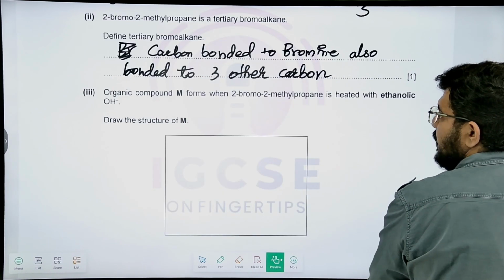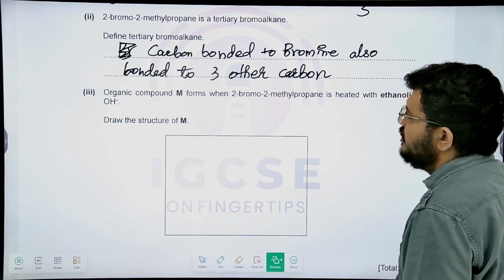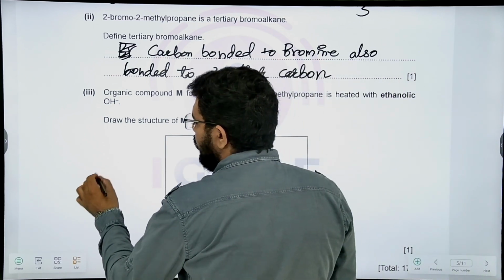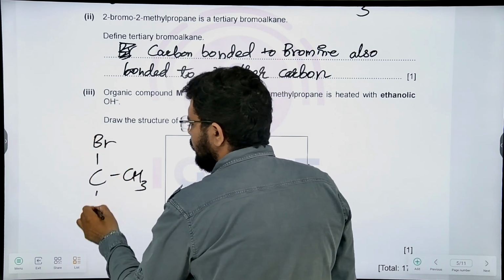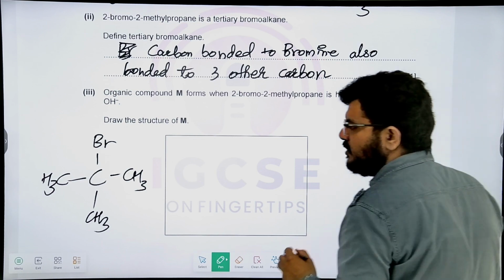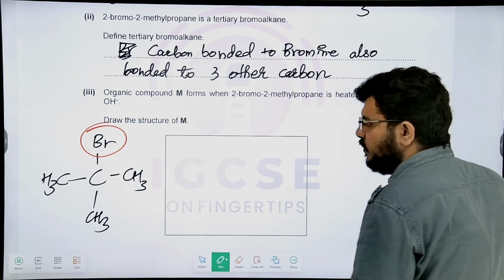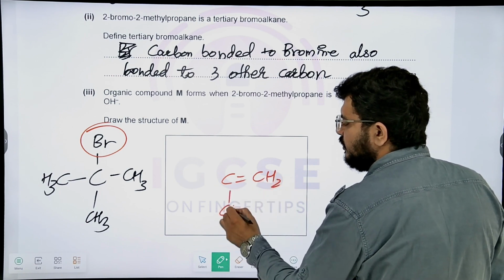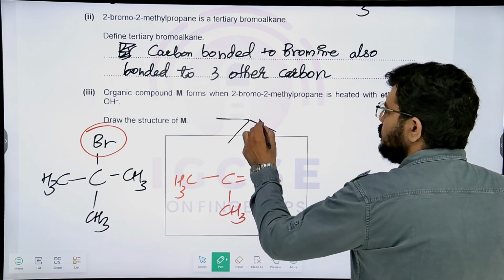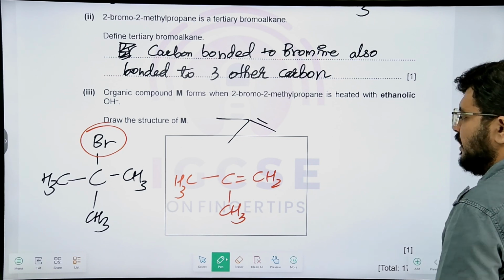Then organic compound M forms when 2-bromo-2-methyl propane is heated with ethanolic OH minus. What does ethanolic OH minus do? It does elimination, right? So I will draw the same compound. If you use ethanolic OH minus, a Br and one of the H from the neighboring carbon will be removed. What will happen? You will see a double bond, right? You can also draw a skeletal structure that looks something like this. This will be your answer over here: elimination, ethanolic OH minus, elimination.